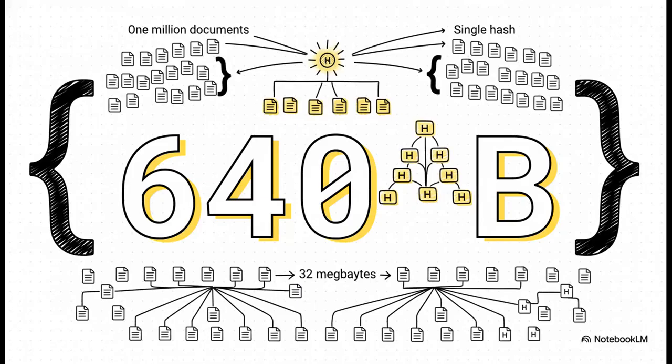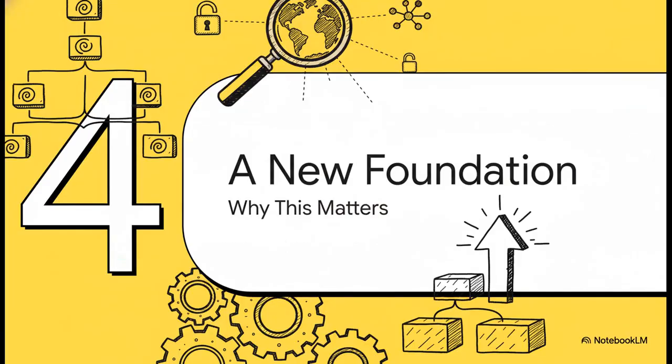And just how efficient is this? It's mind-blowing. For a tree with 1 million documents, the entire proof, all the hashes you need to provide, is only about 640 bytes. That's it. For comparison, if you had to present all the hashes, you'd be sending over 32 megabytes of data. We're talking about an absolutely exponential improvement in efficiency. It's just insane.